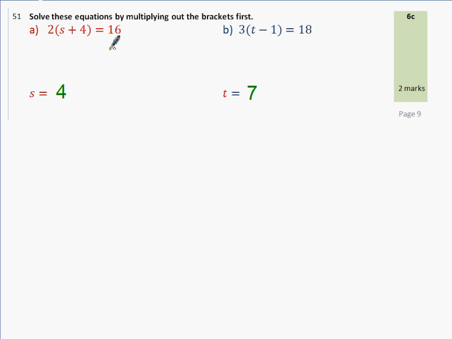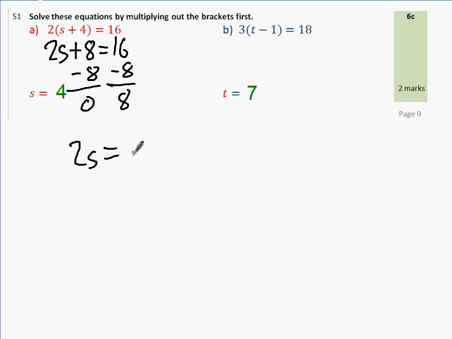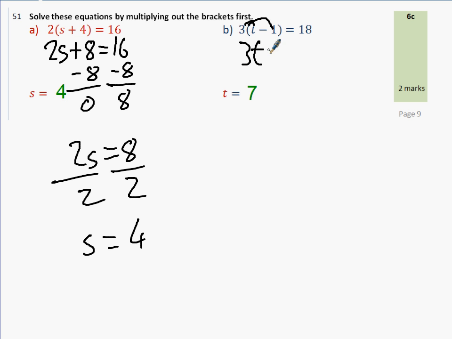Solve these equations by multiplying out the brackets first. Okay, 2 times s and 2 times plus 4 gives you 2s plus 8 equals 16, and then you simplify that in the way that you normally do. Take away 8 from both sides, you get 2s equals 8, divide both sides by 2, you get s equals 4. Multiply out these brackets, so 3 times t, 3 times take away 1, you get 3t take away 3 equals 18, and then you simplify, then you solve and you get t equals 7 eventually.